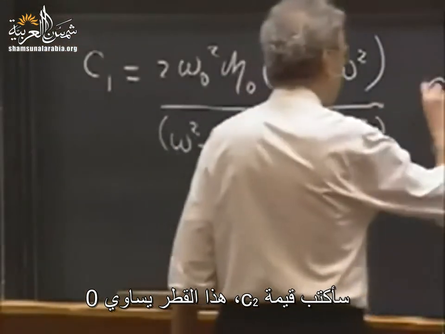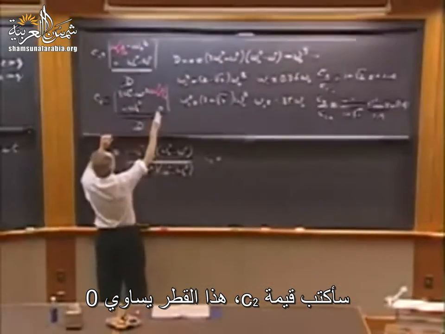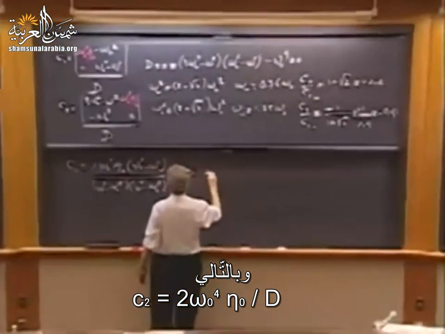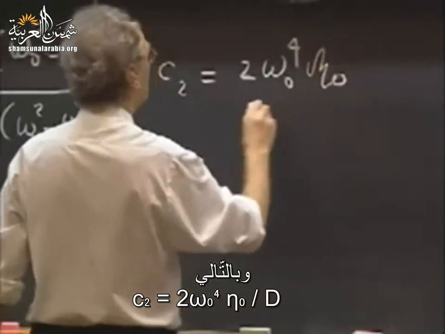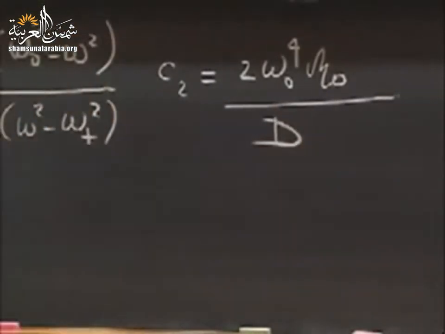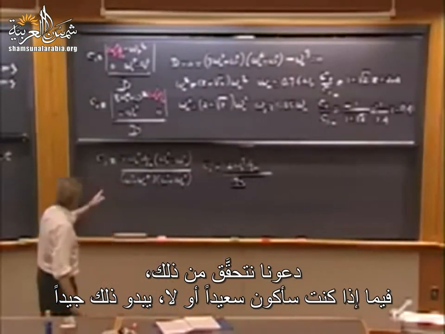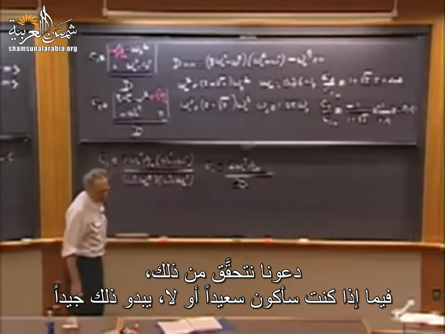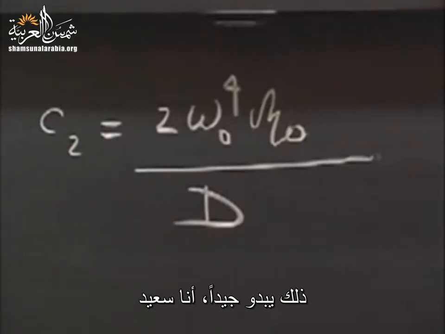And so I will also write down C2 then. This one is 0. I get minus this one. So I get plus 2 omega 0 to the 4th times eta 0 divided by that same d. And you can write this for it. So let me check that, see whether I'm happy with that. 2 omega 0 squared, eta 0, omega 0 squared. Why is omega squared? That looks good. This looks good. This looks good. And I have here, I'm happy.